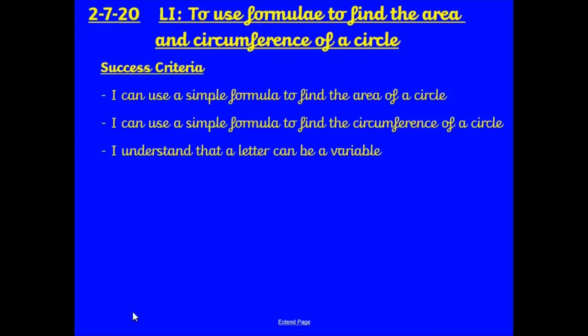Good morning, Year 6, and welcome to today's maths lesson, where we're going to be looking at using the formula to find the area and circumference of a circle.